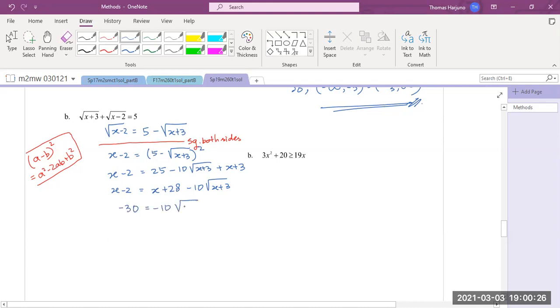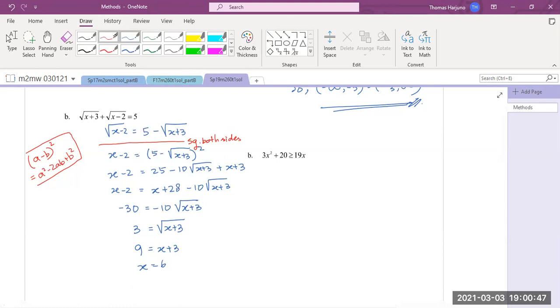divided by negative 10. I somehow feel that I did this problem last time. Maybe I copy-pasted the question. I forgot. And then I square both sides. So x equals 6.